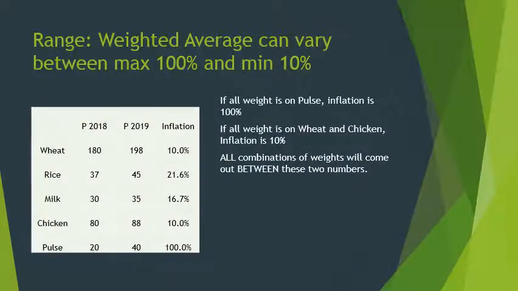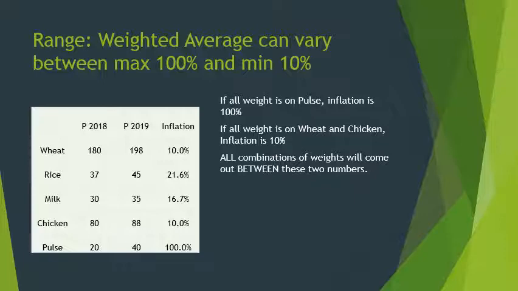If we want to understand what is the range of possible numbers, we can just look at the price changes. So there are 5 categories, and in pulse we had 10% inflation, in rice it was 21%, in milk it was 16.7%, chicken was only 10%, but pulse was 100%. So all inflation will be calculated by looking at the distribution of weights among these 5 commodities. So if the weight is a lot on wheat and chicken, the inflation rate will be close to 10%. If there is a lot of weight on pulse, the inflation rate will be close to 100%.